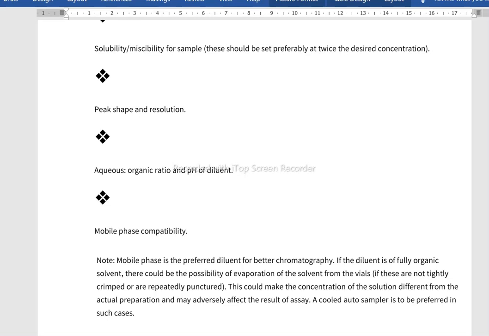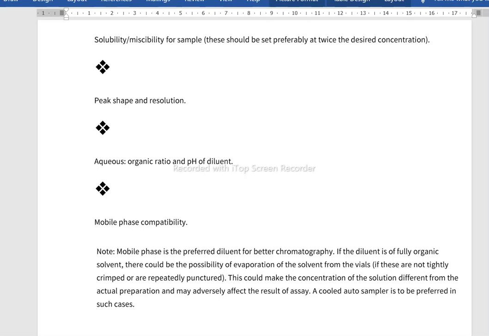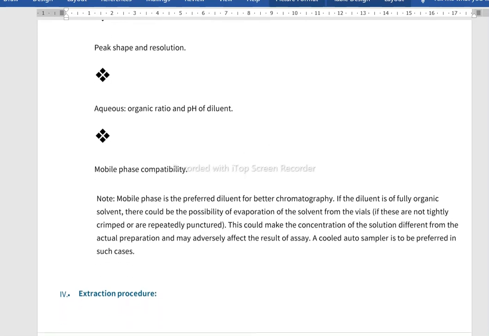If the diluent is fully organic solvent, there should be a possibility of evaporation of the solvent from the vials. If these are not tightly crimped or are repeatedly punctured, this could make the concentration of the solution different from the actual preparation and may adversely affect the result of the assay. A cooled autosampler is preferred in such cases.